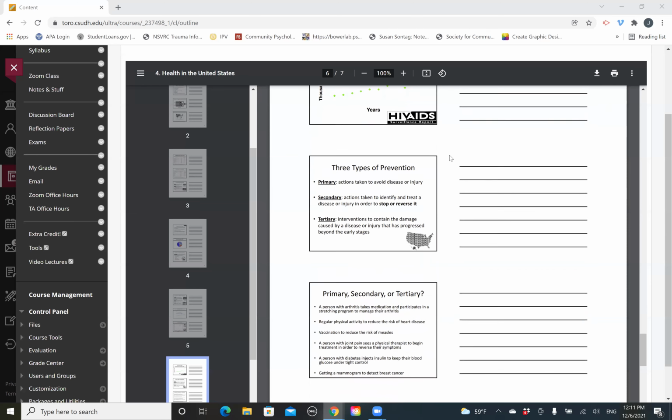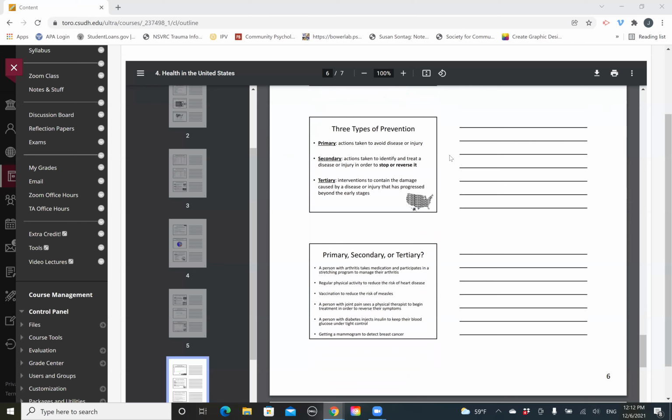Please know these things. Three types of prevention. Primary: actions taken to avoid disease or injury. Secondary: actions taken to identify and treat a disease or injury in order to stop or reverse it. Tertiary: interventions to contain the damage caused by a disease or injury that has progressed beyond the early stages.